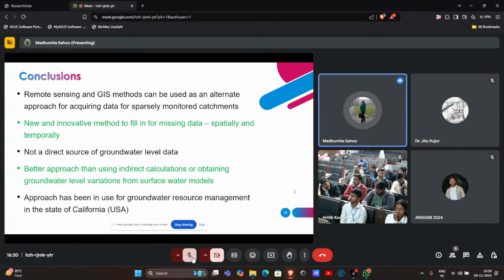And this approach has been in use for groundwater resource management in the state of California. So it's an acceptable method. And if you are interested, you can always go for that.